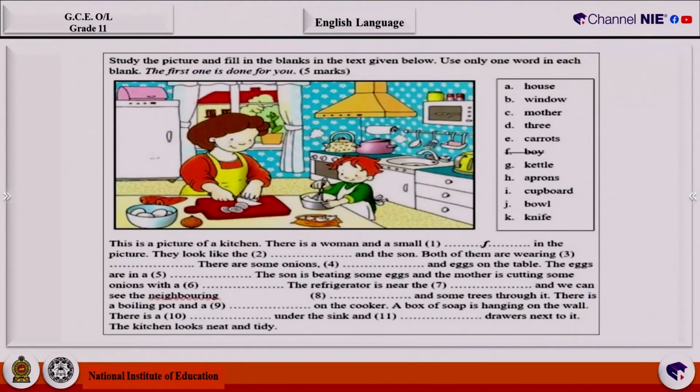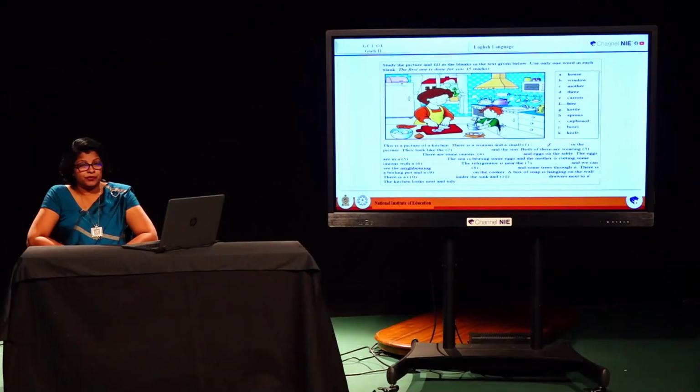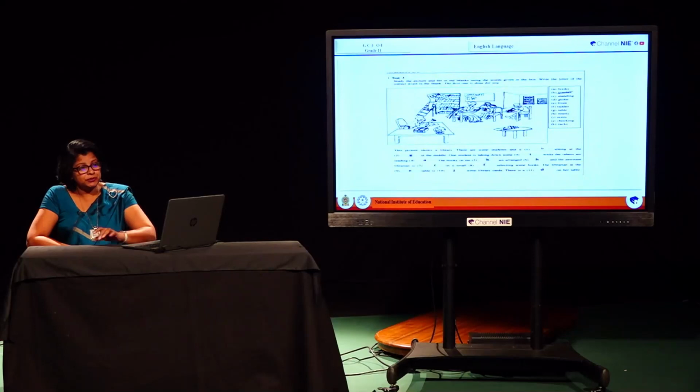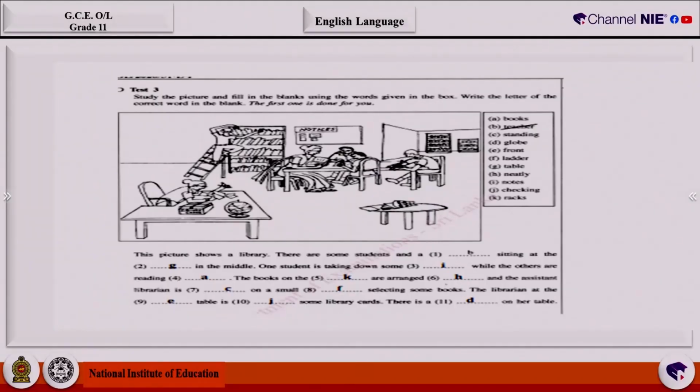So this is a very easy question, students. You can score full marks for this question. I will show you another example. So I think the picture is clear. It is about a library, and we see some people are reading, and there are some objects related to the library. So very easily you can fill in the blanks.